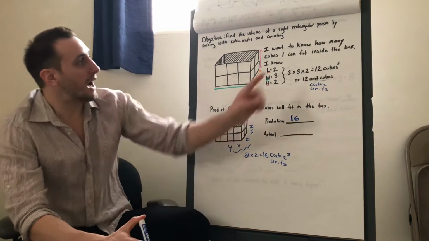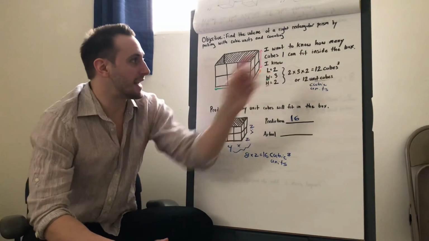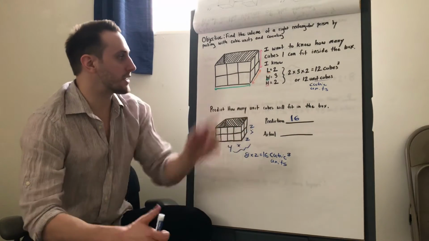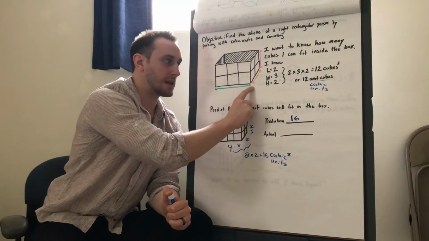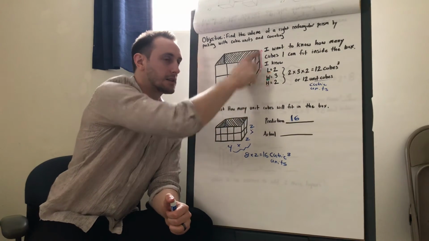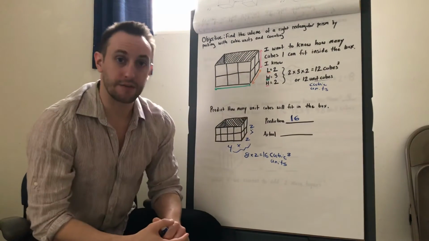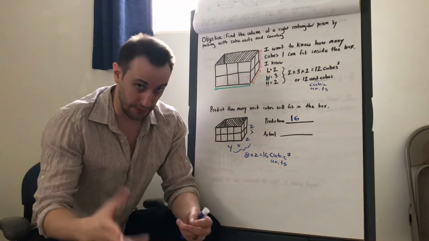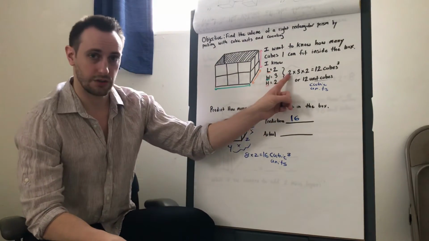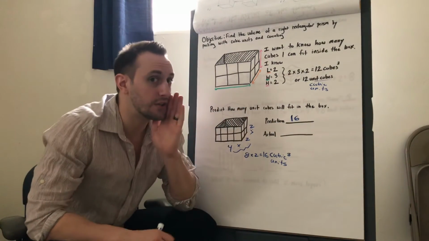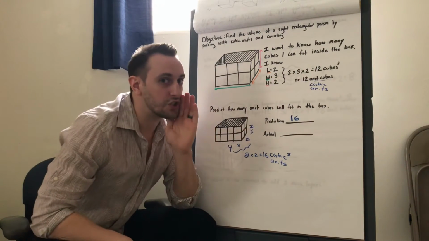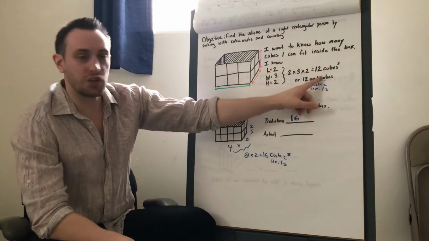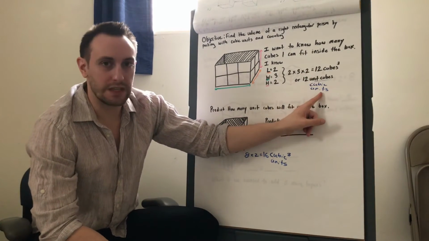So today, I want to know how many cubes I can fit inside the box. So I know that the length is 2, I know that the width is 3, and I know that the height is 2. So I can figure out the volume by doing length times width times height, which is 2 times 3, which is 6. 6 times 2 is 12. Unit cubes or cubic units.